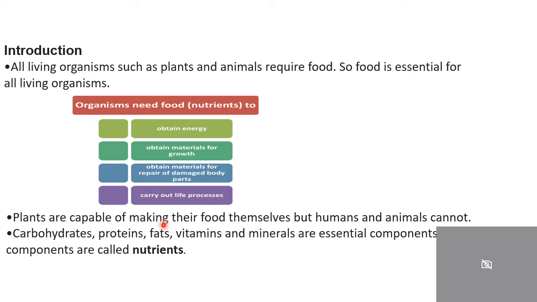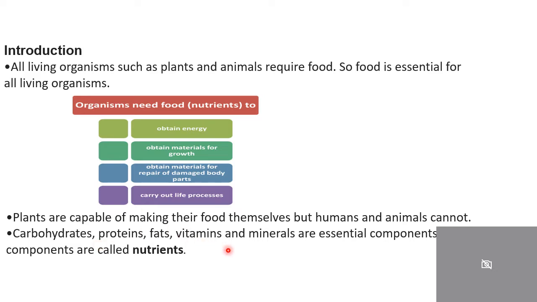Now, if we compare all the living organisms with plants, what is the basic difference between them? What do you think? Yes, the plants are capable of making their own food by themselves. They are not dependent on anyone. Are they? No, because they are able to make their own food. But human beings and other animals are directly or indirectly dependent on plants.